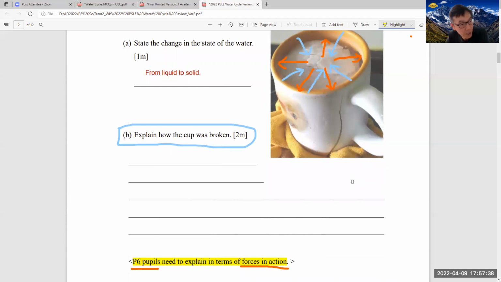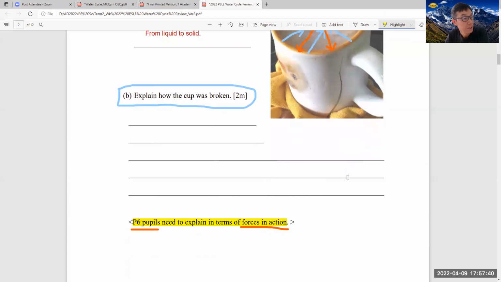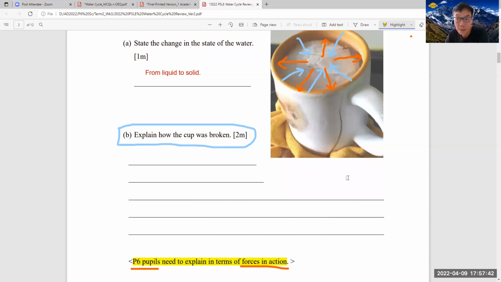Okay, so this is one applicational question, and I hope you can answer this well in your coming examination.